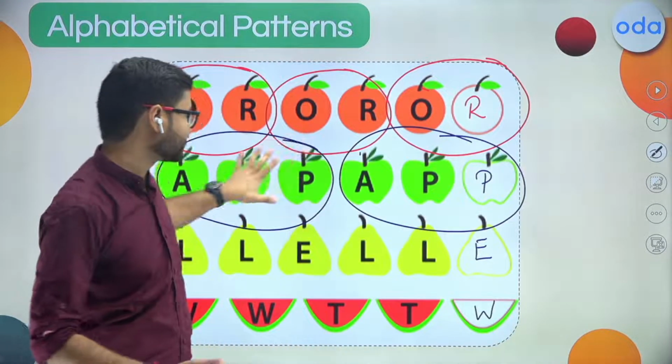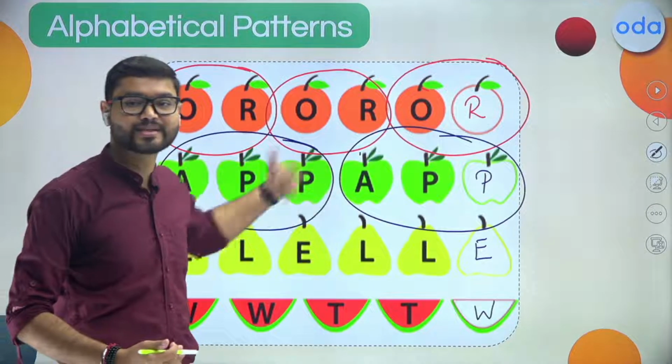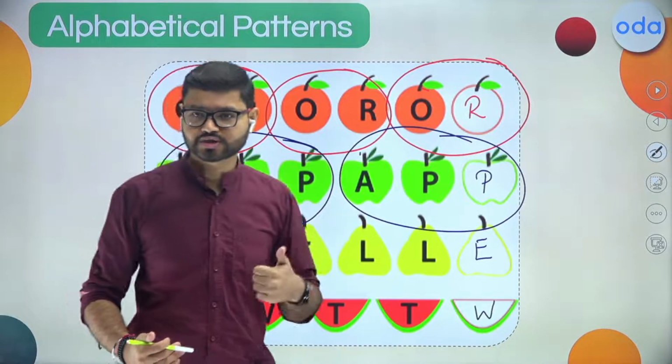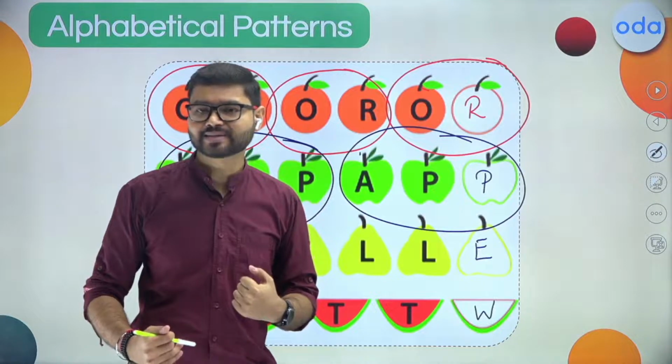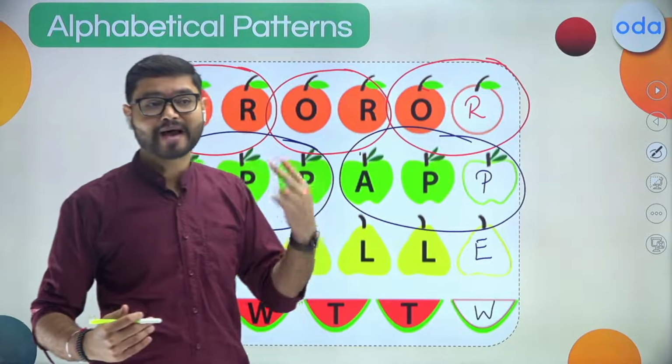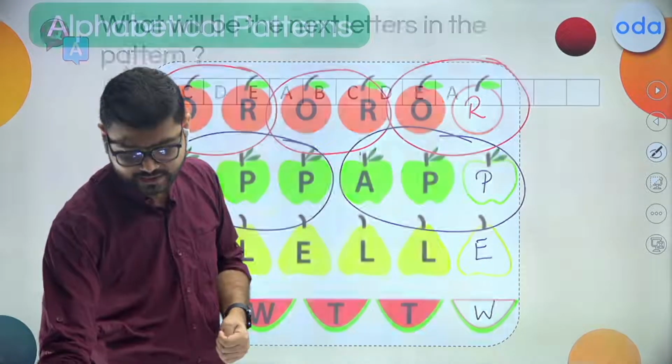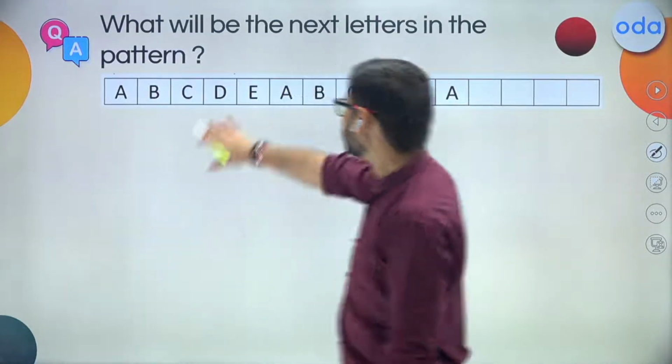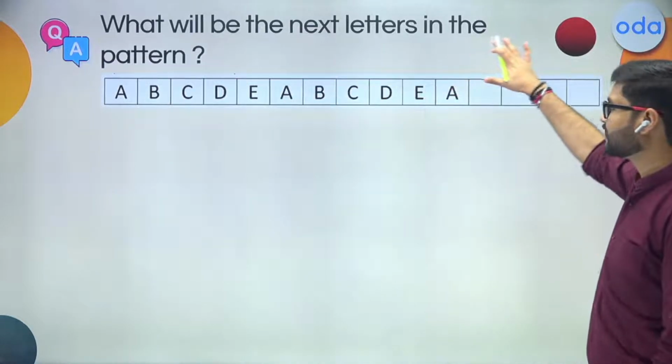So we have seen this example where the pattern is repeating. Let's do one question so that you can understand this in a better way. Then I will be telling you the second kind of case also when the pattern is growing. Okay, so I have this question for you. What will be the next letters in the pattern?